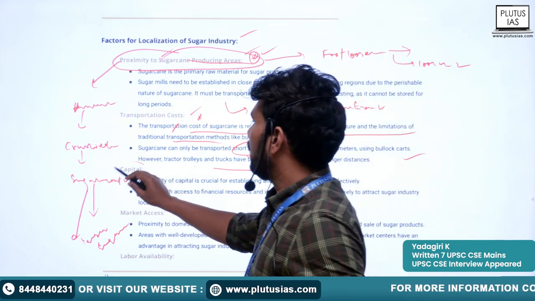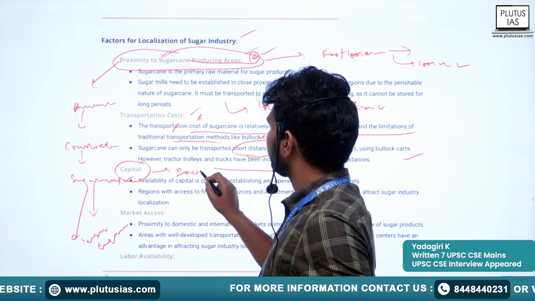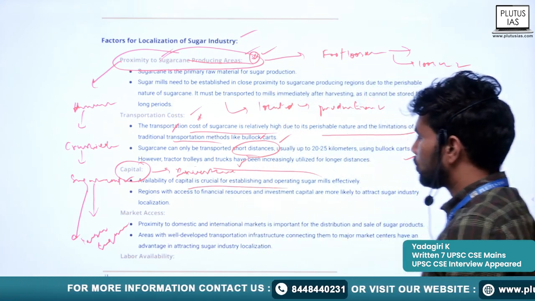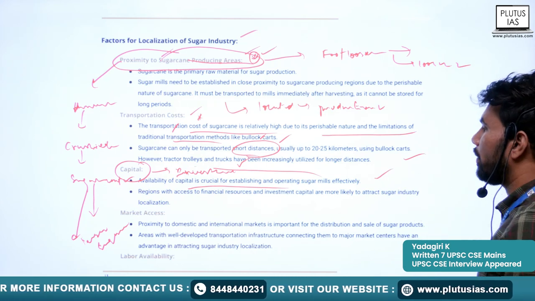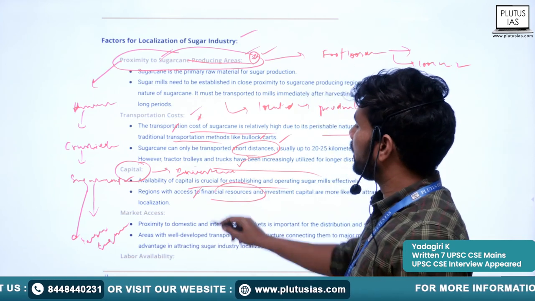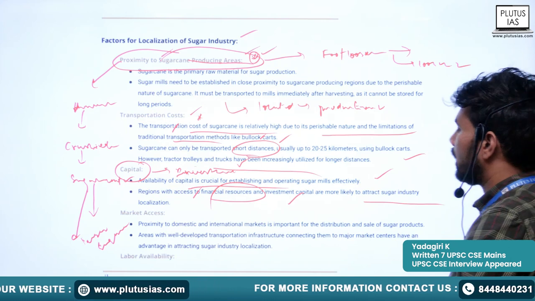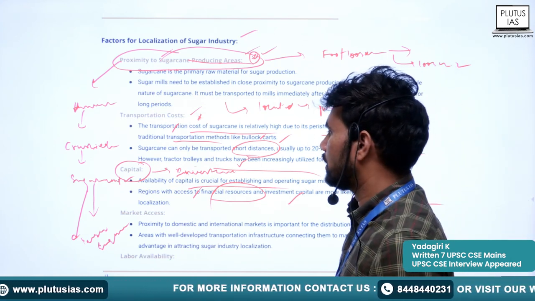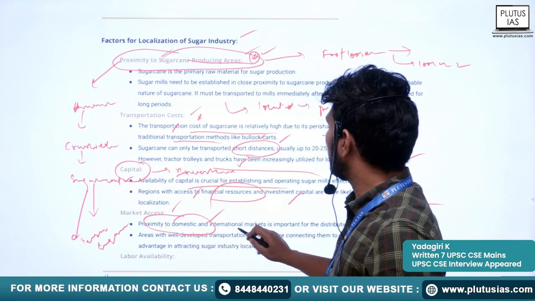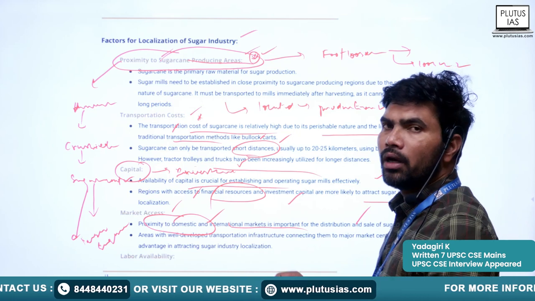Alright. Next is capital, we can also call it investment. Availability of capital is crucial for establishing and operating sugar mills effectively. So regions with access to financial resources and investment capital are more likely to attract sugar industry localization. Next one is market access. So proximity to domestic and international markets also acts as an important factor.